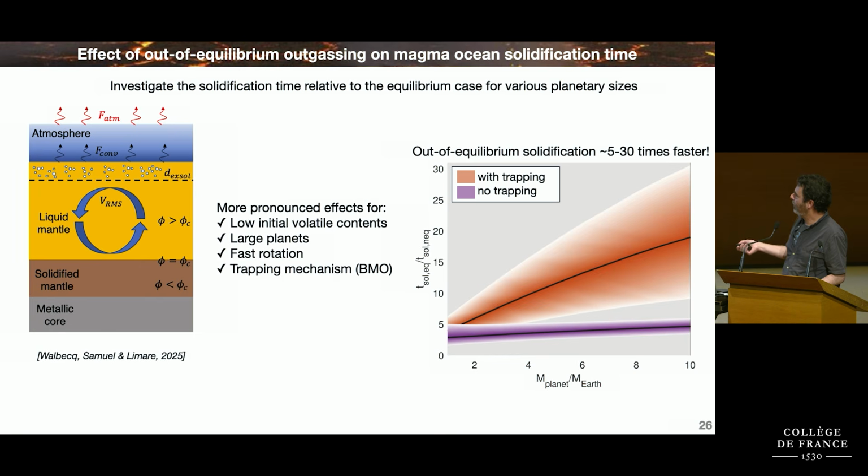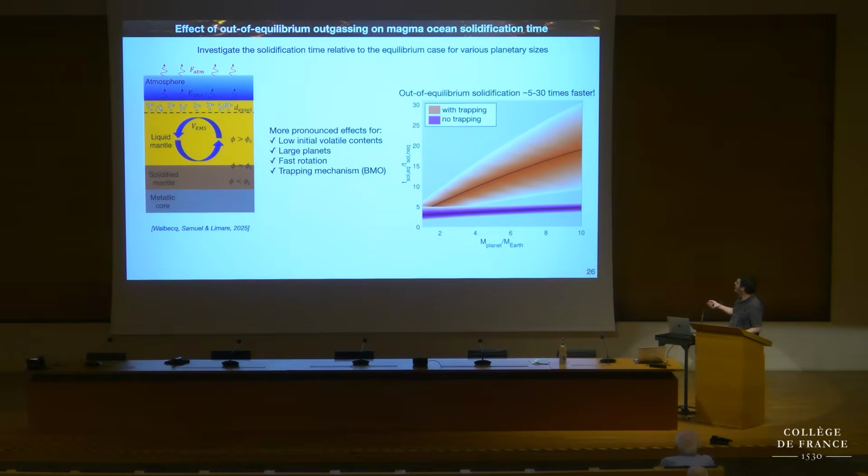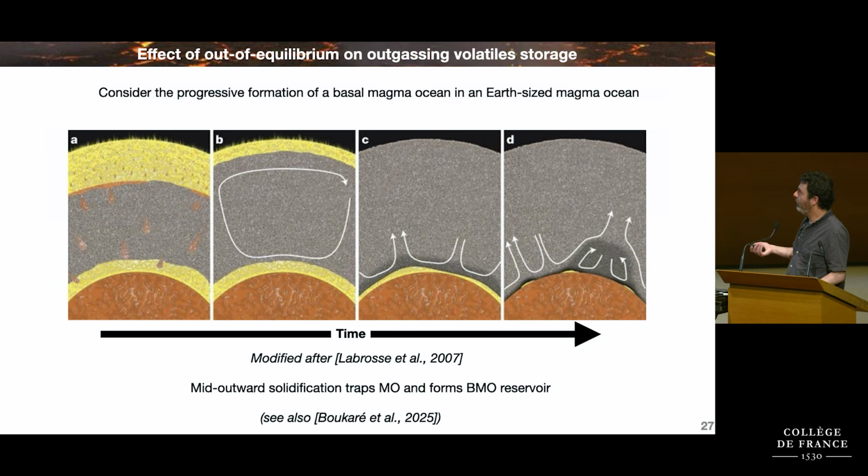This is the ratio of the time it takes to solidify the magma ocean. This is the ratio of the two times, the solidification time at equilibrium and the solidification time in the case where you don't have equilibrium outgassing, and you can see that in particular for large planets, you can actually have a solidification time that is 30 times faster than the equilibrium case, which is not nothing. So it certainly has a significant effect.